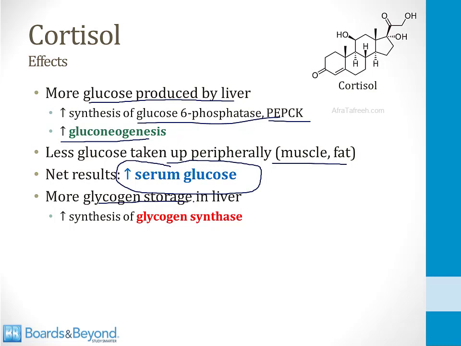Another effect of cortisol has to do with glycogen. It leads to more glycogen storage in the liver by increasing the synthesis of glycogen synthase. This effect is somewhat offset, however, by the fact that cortisol enhances the effectiveness of the hormone glucagon, which leads to glycogen breakdown, and we'll talk about cortisol's effect on glucagon in a minute.